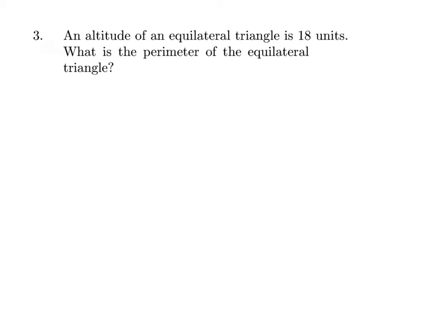For number 3, an altitude of an equilateral triangle is 18 units. What is the perimeter of the equilateral triangle? Okay. I have an equilateral triangle. What's the measure of all the angles? Well, I know they're all the same. So I take 180 and I divide by 3. I get 60 degrees.